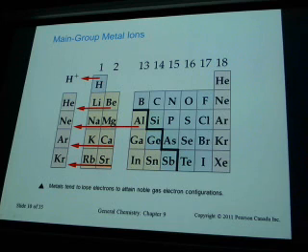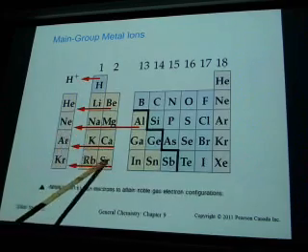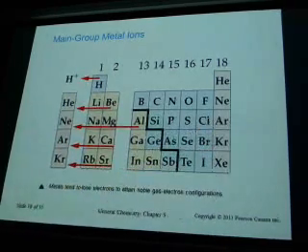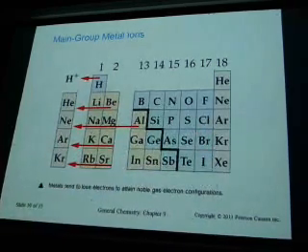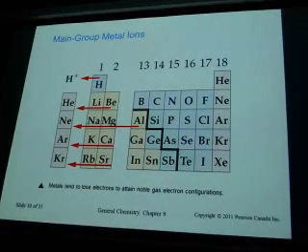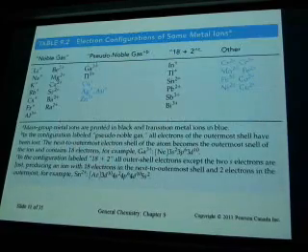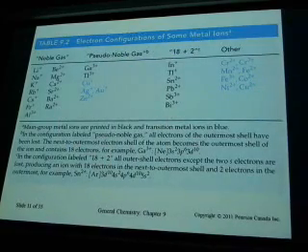Okay, here we go. All right, metals tend to lose electrons. Non-metals tend to gain electrons, and then we have this border. Semi-metals can go both ways, either lose or gain, because we talked about the charge.